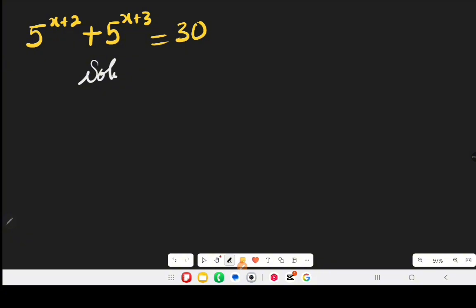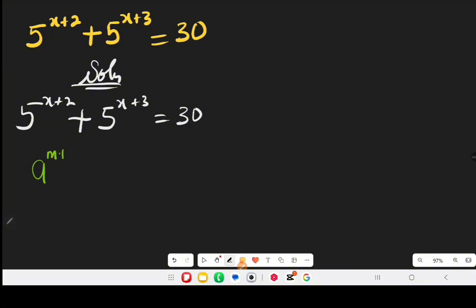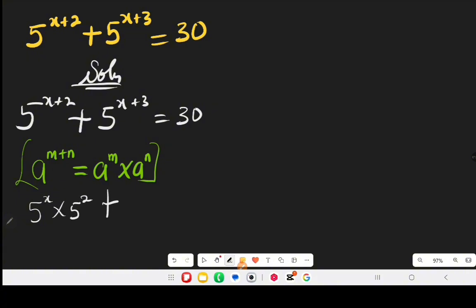Solution: 5^(x+2) + 5^(x+3) = 30. In the law of indices, whenever we have a raised to the power of m plus n, it is equal to a raised to the power of m times a raised to the power of n. So that gives 5 raised to the power of x times 5 raised to the power of 2, plus 5 raised to the power of x times 5 raised to the power of 3, equal to 30.